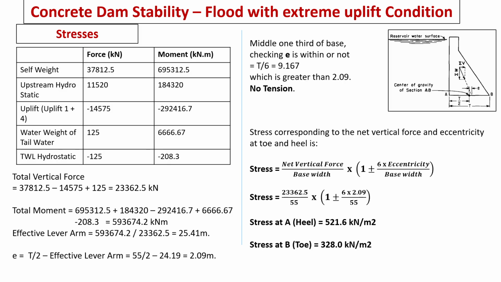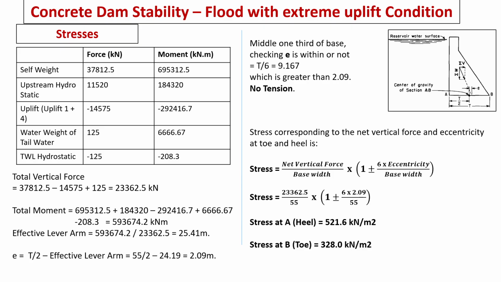Now we will see the stresses. This is again similar to the calculations we have done for previous condition. First we have to work out net vertical forces. Moments all are added as per direction. Self-weight and hydrostatic acts in clockwise direction about heel point A. Uplift acts in anti-clockwise direction. Tailwater hydrostatic also acts in anti-clockwise direction.